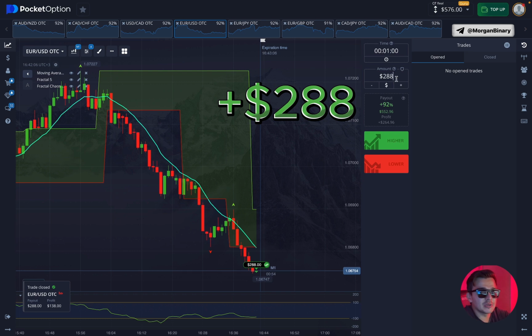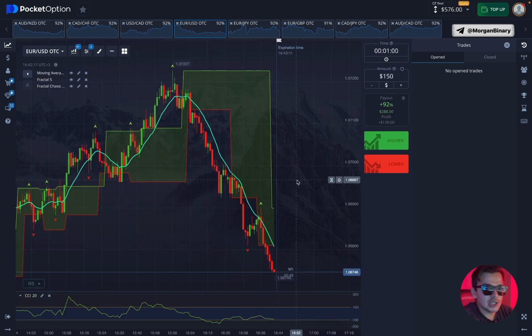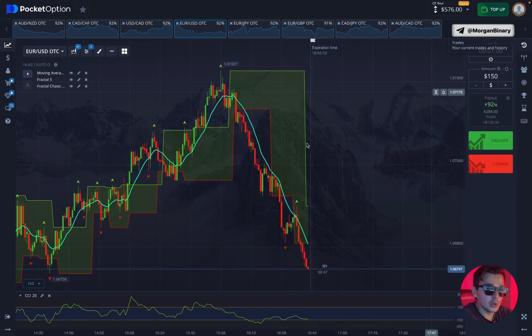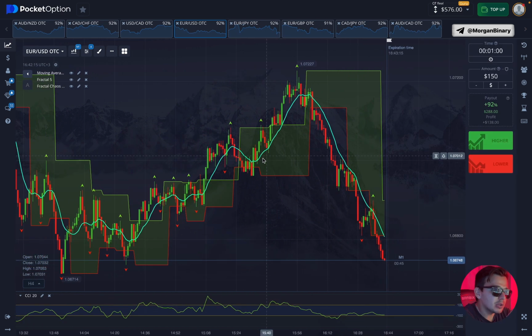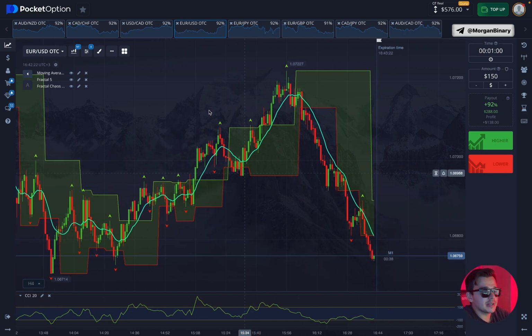And the trade closes in profit again. Excellent. When trading intra-exchange quotes, always follow the trend. Just a small tip from me. But for now, let's continue the analysis and pick the next currency pair.